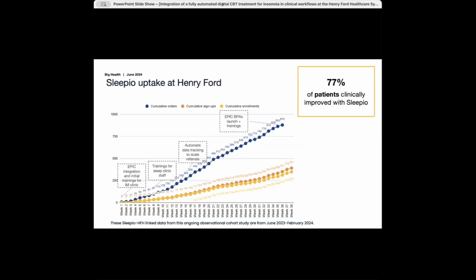And this is our uptake rate based on the number of orders from Epic in blue over time for the first 38 weeks, and then mapped to the trainings that we had here as well. And then this is the uptake rate from the Sleepio here as well. So the uptake rate was 40% and it maintained over time, but it could be better. And we think this is because there are other things that are occurring at the management visits as well. So patients were also being referred to CBTI and they could receive medications too.